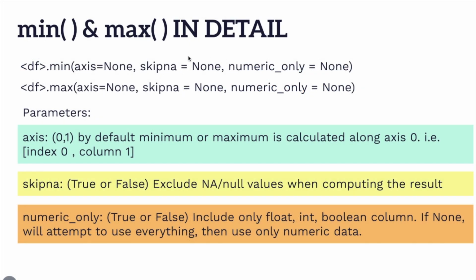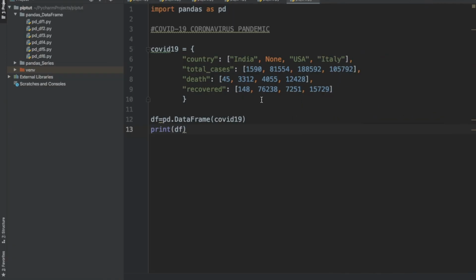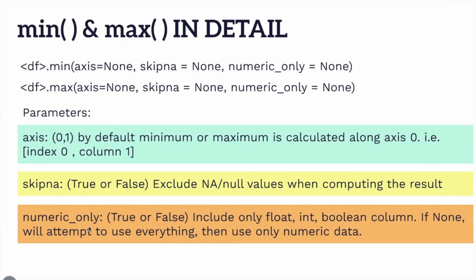Now let us try to understand the second parameter. The second parameter is skipna. In this COVID-19 data, as we can see, the second element of the country column contains no value. So while computing the minimum and maximum with the skipna parameter, this element will be skipped. By default, the skipna is always set to true.